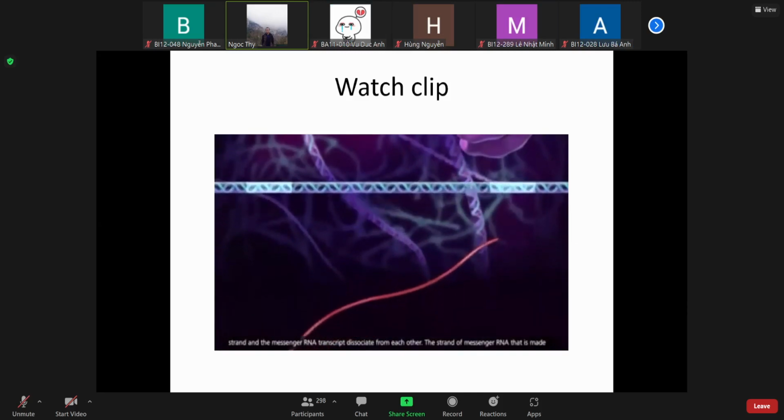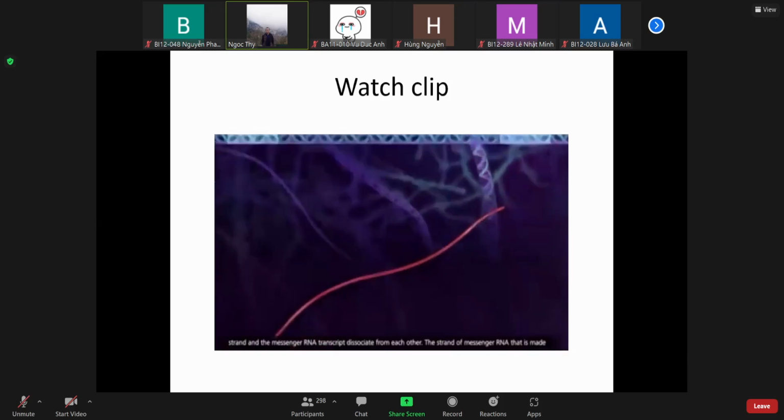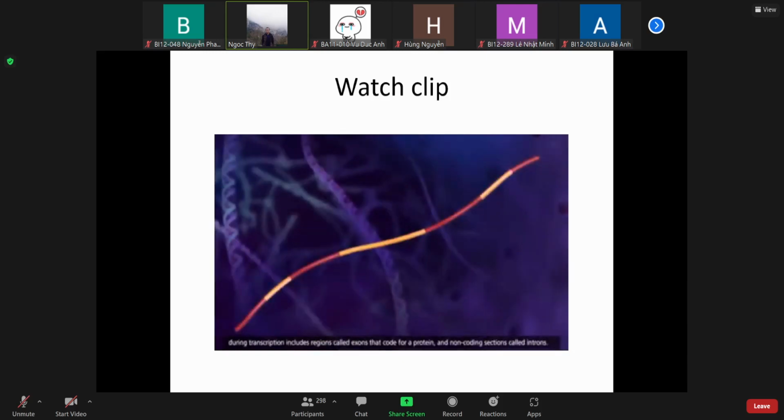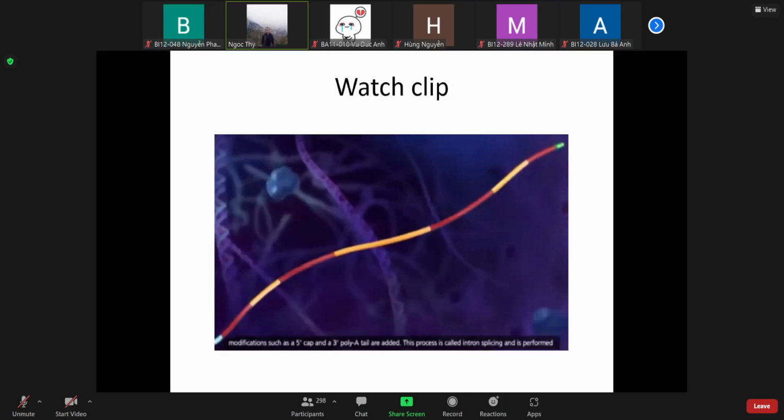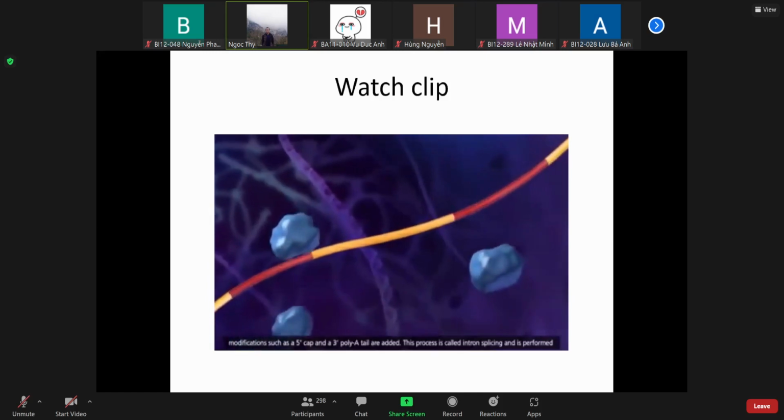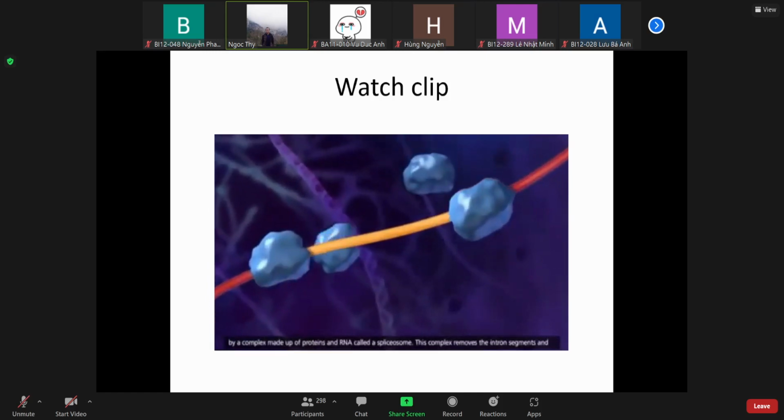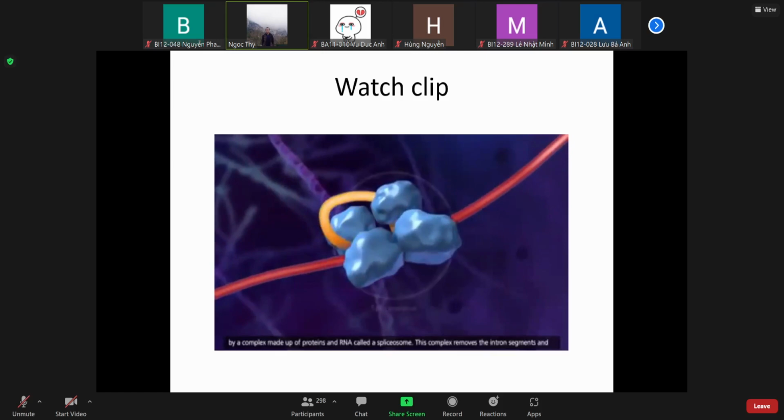The messenger RNA that is made during transcription includes regions called exons that code for a protein, and non-coding sections called introns. In order for the messenger RNA to be used in translation, the non-coding introns need to be removed, and modifications such as a 5' cap and a 3' poly A tail are added. This process is called intron splicing and is performed by a complex made up of proteins and RNA called a spliceosome.